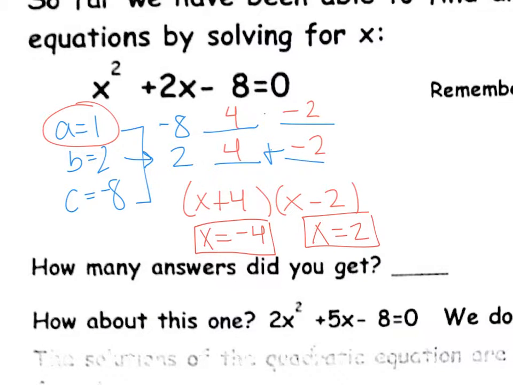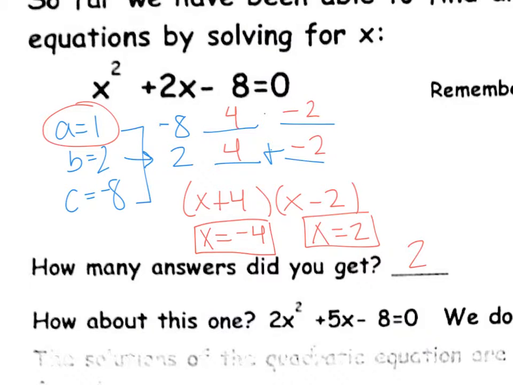It says how many answers did you get? Well, you always got 2 answers. Now, the only time you got more or less is if it was x cubed, you end up getting 3 answers. And then sometimes your answers might have been the same number. But with a quadratic, you should always get 2 answers. So that was what we did before.